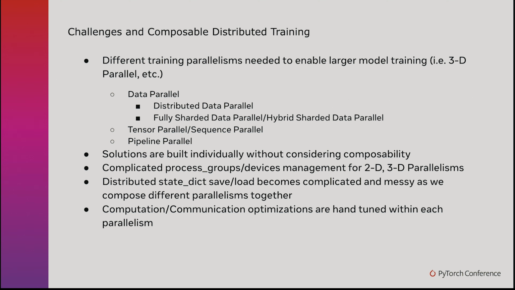Last but not least, a lot of those communication and computation optimizations and overlapping are right now hand-tuned. For example, FSDP has its prefetching logic, DDP has its bucketizing logic, and Tensor Parallel has its own tricks there. But when we combine them together, there is way more optimization space for us. So we want to leverage new techniques, for example PyTorch compile, to further optimize in the case of 2D and 3D parallelism.